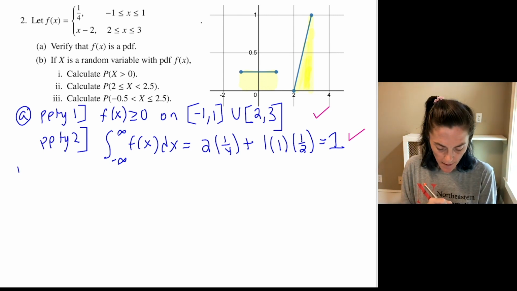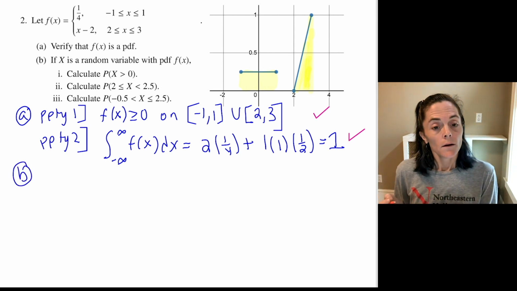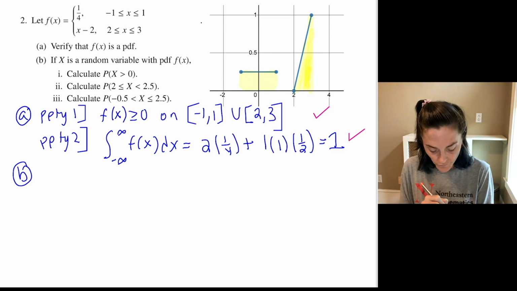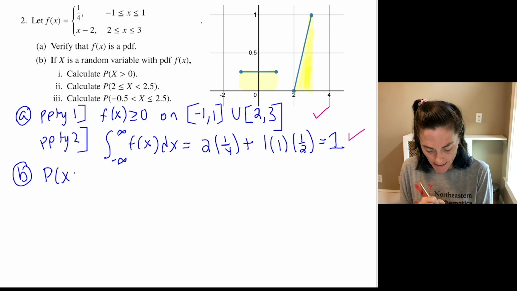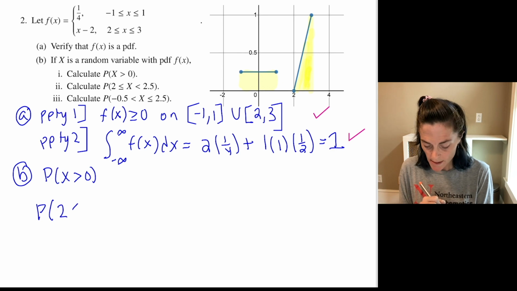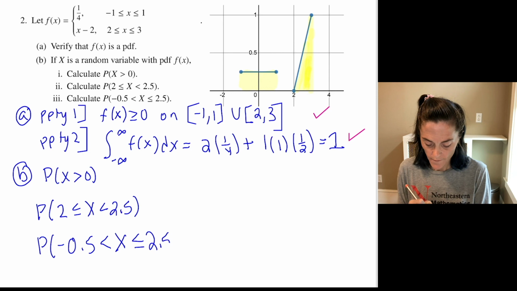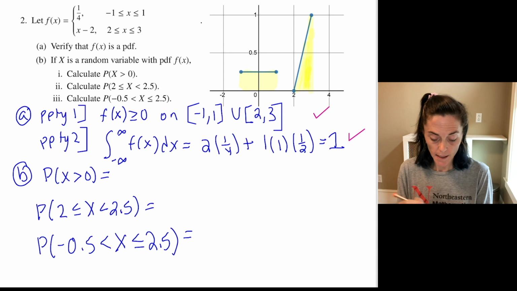Now, letter B. We want to calculate 3 different probabilities. We want the probability capital X is bigger than 0. We want the probability that 2 is less than or equal to X is strictly less than 2.5. And finally, we want the probability that minus 0.5 is less than capital X is less than or equal to 2.5. Okay, I'm using geometry on all 3 of these here.